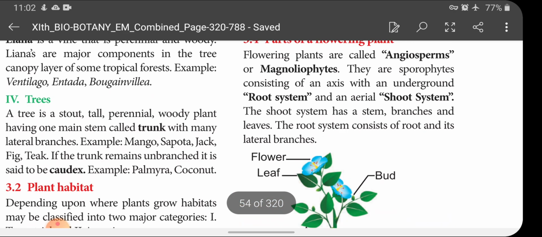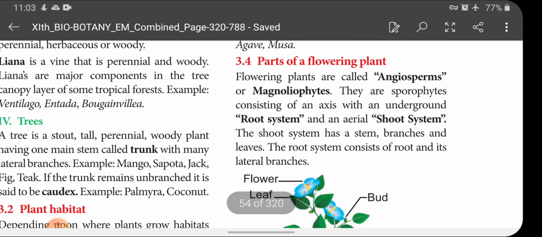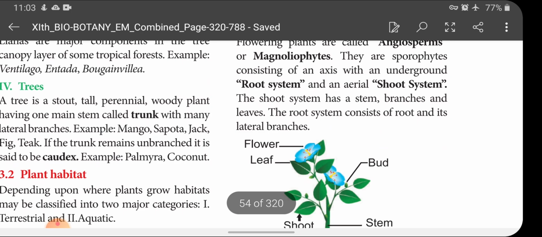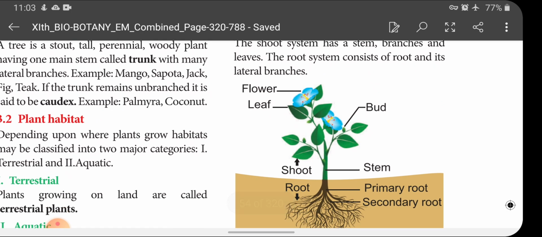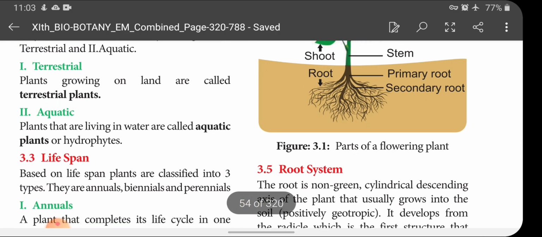That's it. So about this paragraph, parts of a plant is given. Flowering plants are called angiosperms, that we know very well. If we ask whether its plant body is sporophyte or gametophyte, angiosperms have the sporophyte as their plant body, and it consists of two main regions in its axis, underground root system and aerial shoot system. The shoot system has stem, branches and leaves. The root system consists of roots and its lateral branches.